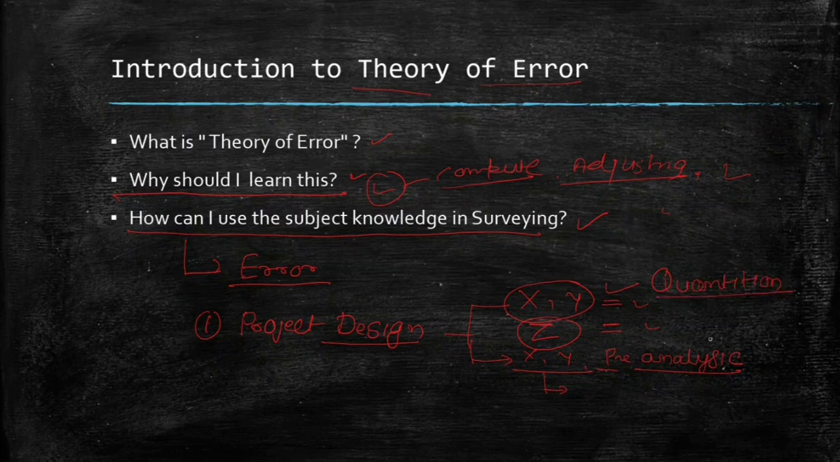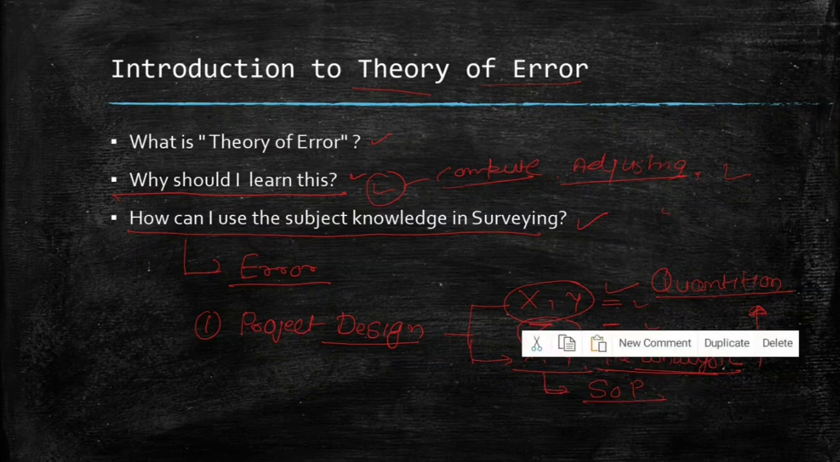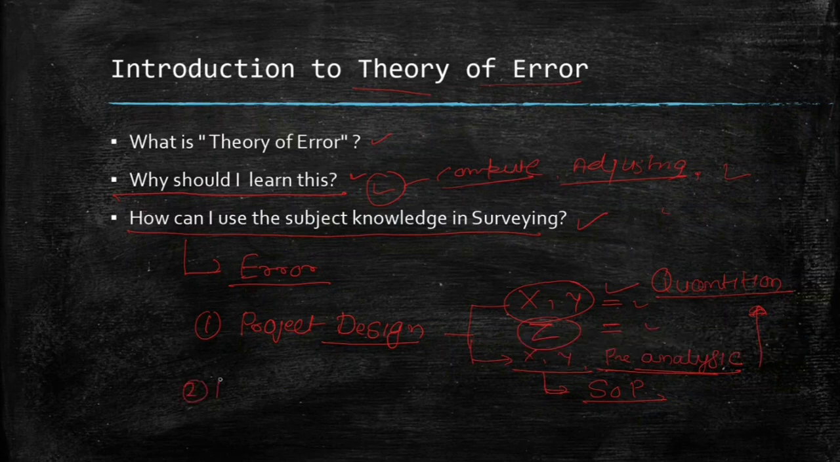To achieve a specification, you do the pre-analysis so that at the initial stages only you decide what the standard operating procedures should be while you do the survey, what instruments you can use, and how many times you need to repeat the measurements. These kinds of questions can be answered by the theory of error. Also, when you finally have the error, this knowledge can be applied to deal with it.